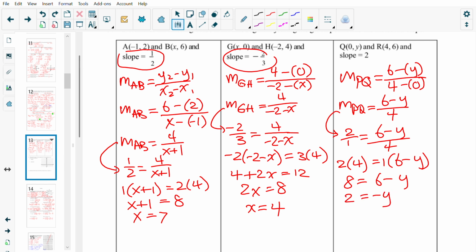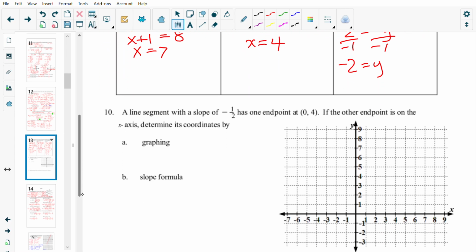I'm going to subtract 6 from both sides. I have 2 equals negative y. Remember, I want to solve for y, not negative y. I'm going to divide both sides by negative 1. That's negative 2 equals y.